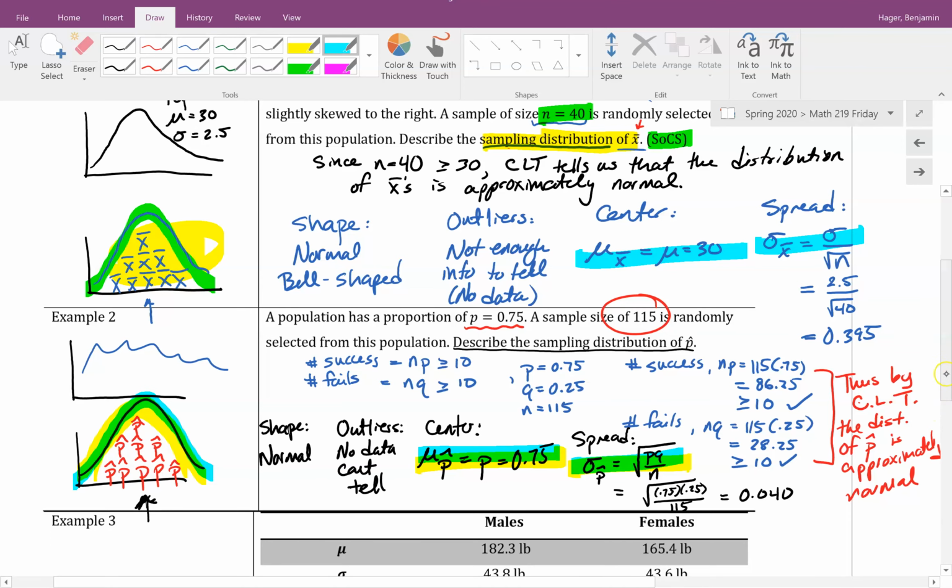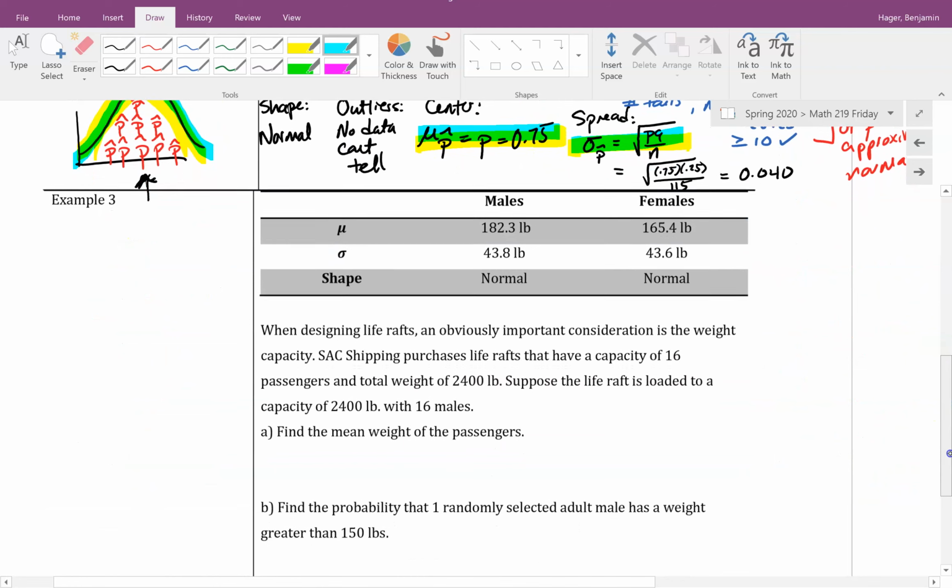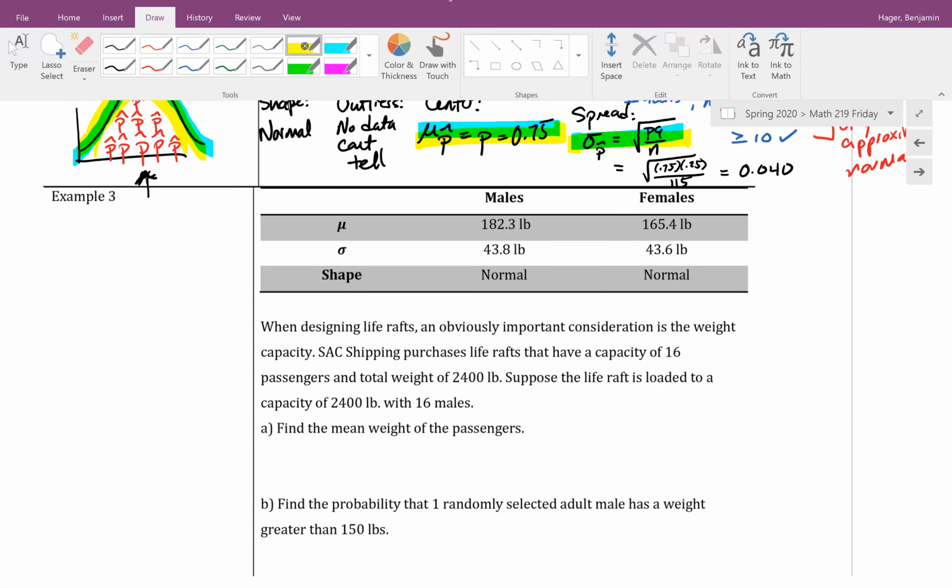Let's take a look at example 3 here. First of all, let's look at this table. What they've done is they've given me this table for males and females. They're using population notation, so this must be the population mean weight of all males, the population mean weight of all females, the population standard deviation for the weight of males, and the population standard deviation for the weight of females.